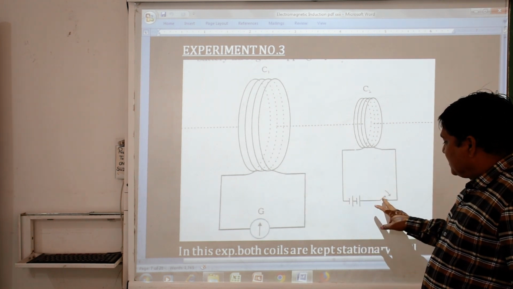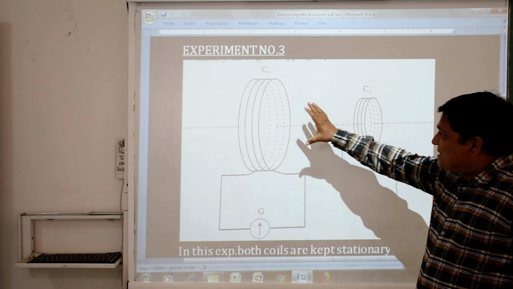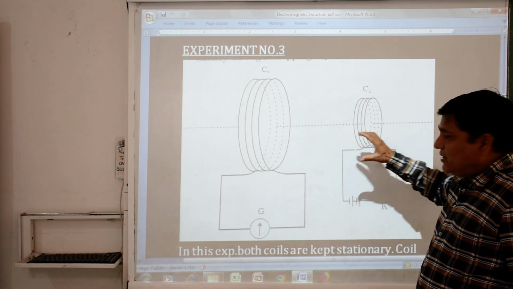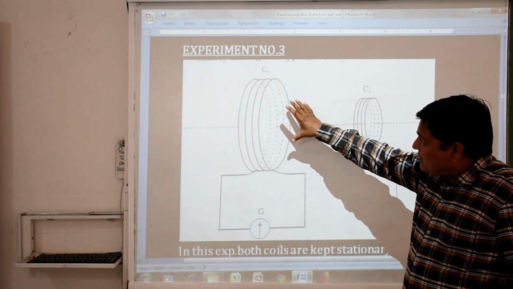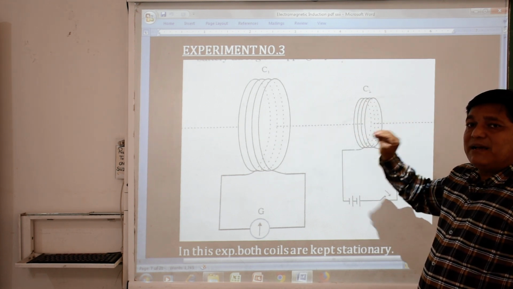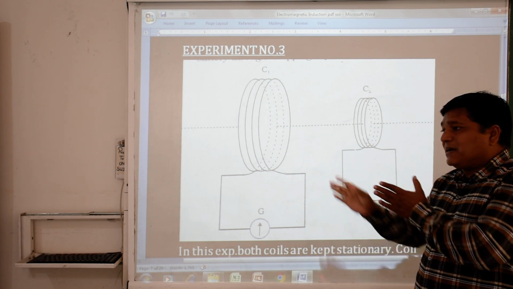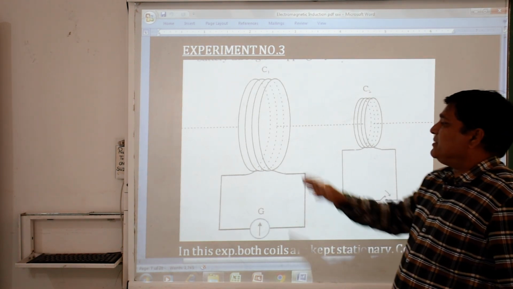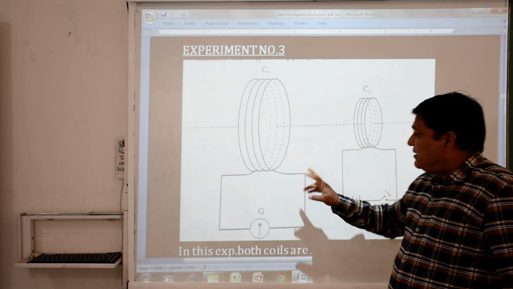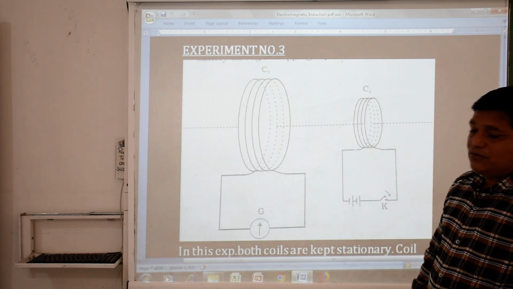As the tapping key is opened, meaning it is released, the current starts decreasing in this coil. As the current decreases, the magnetic flux linked with the coil keeps on decreasing. As it keeps on decreasing, the magnetic flux linked with this coil again changes. When this magnetic flux changes, again we can see the deflection in the galvanometer, and when it becomes 0 here, no induced current will flow through this coil.